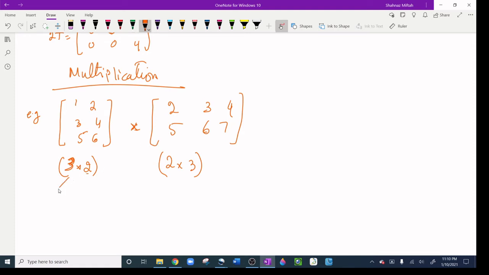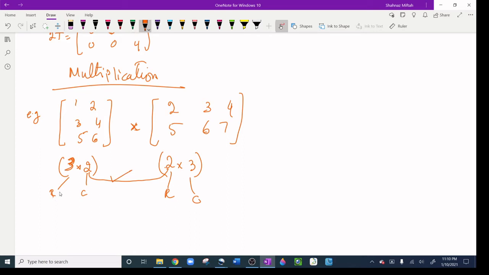This is the row, that's the column, that's the row, that's the column. The first number is always a row. So this is called inner column, this is called inner row. If the inner column and inner row are exactly the same number, it means we can multiply the two matrices.